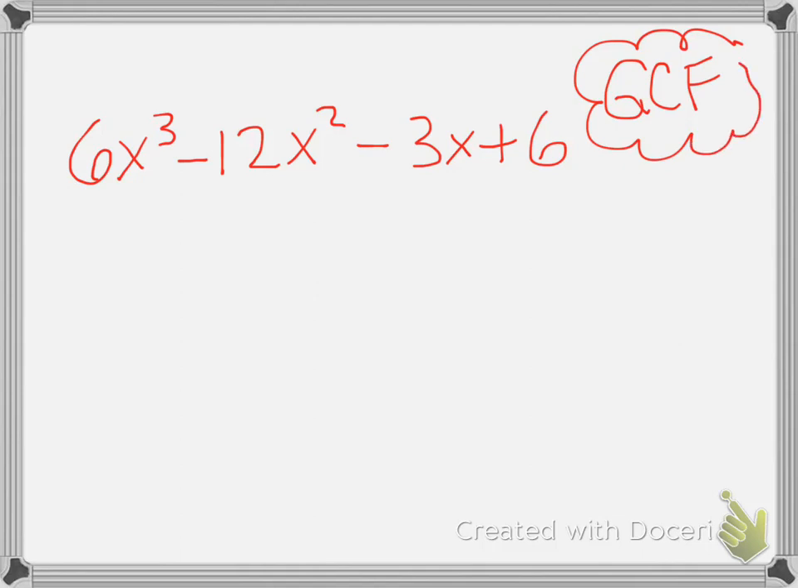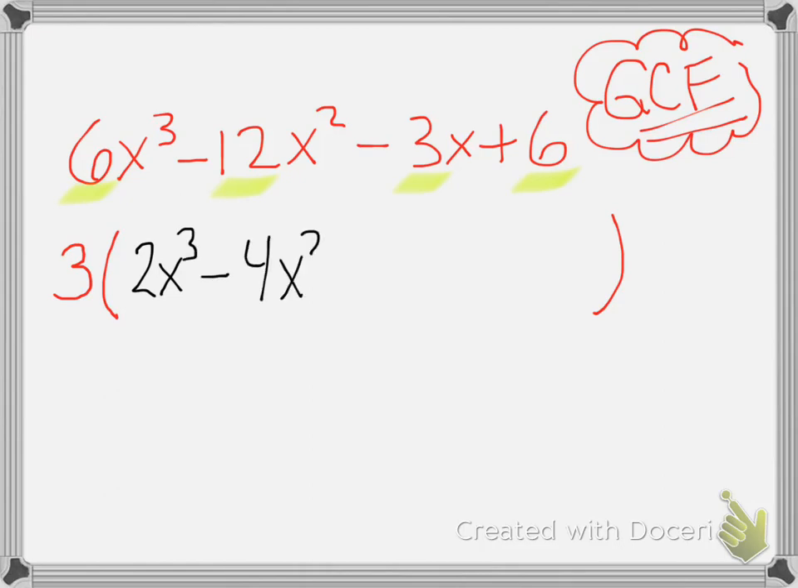If you get messed up on regrouping and you regroup and you're like, oh, there's still a common factor between those parentheses, then that means there was a GCF that you should have pulled out beforehand. So if I look at all of these, and this part is as hard as it gets, I can see that they all have a 3 in common. So I'm going to take a 3 out to start with, and rewrite the rest. I'm going to get 2x cubed minus 4x squared minus x plus 2.